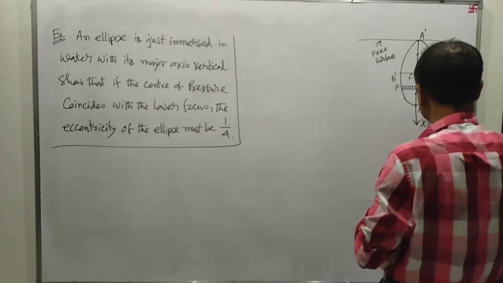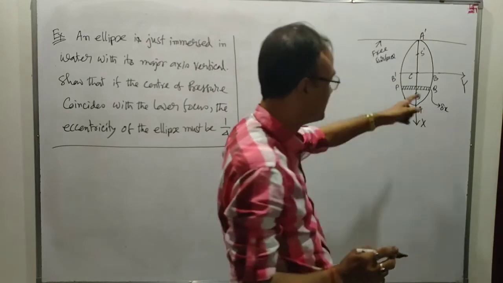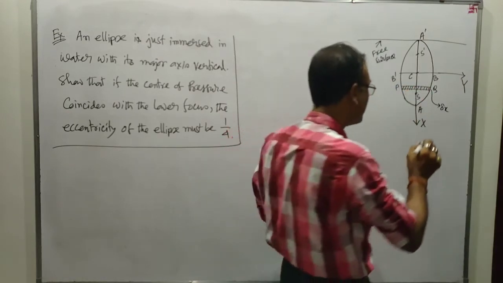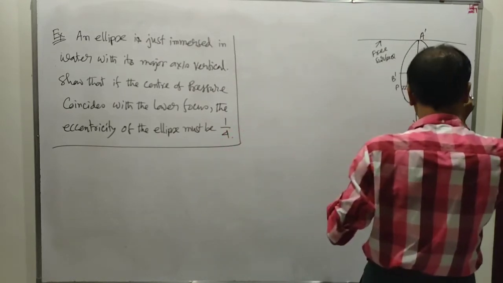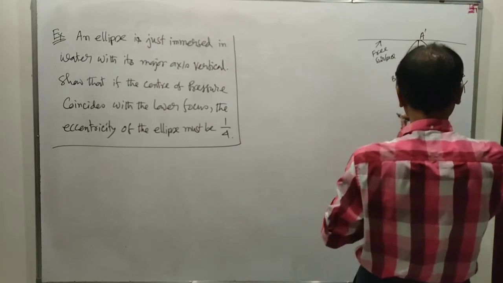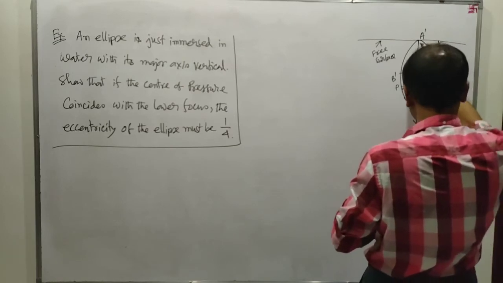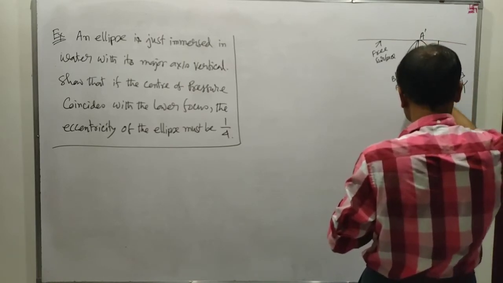Consider an elementary strip PQ, which is at the depth x below the center of the ellipse. Obviously, this distance will be equal to a.